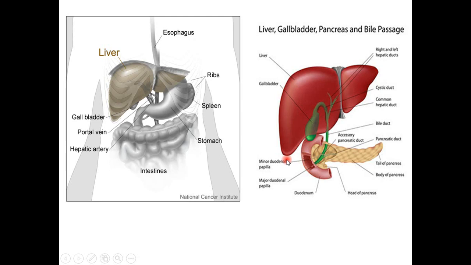This is the anatomy of the liver as well. You could see here the gallbladder, the cystic duct, the common hepatic duct, the left and the right hepatic duct, and this is the CBD, the common bile duct, passing through the head of the pancreas. After it forms the pancreatic duct, it drains in the ampulla of Vater in the second part of the duodenum.